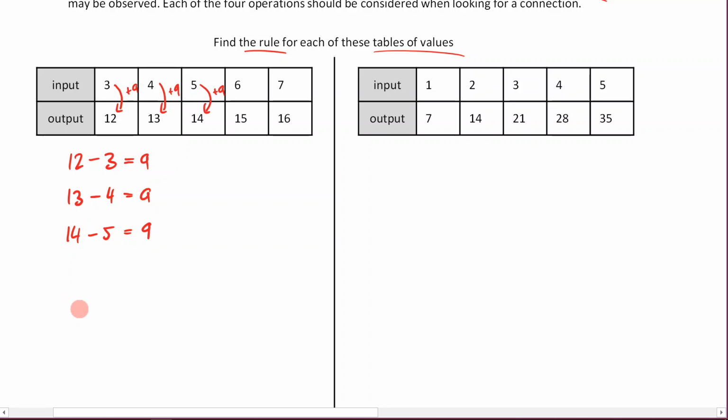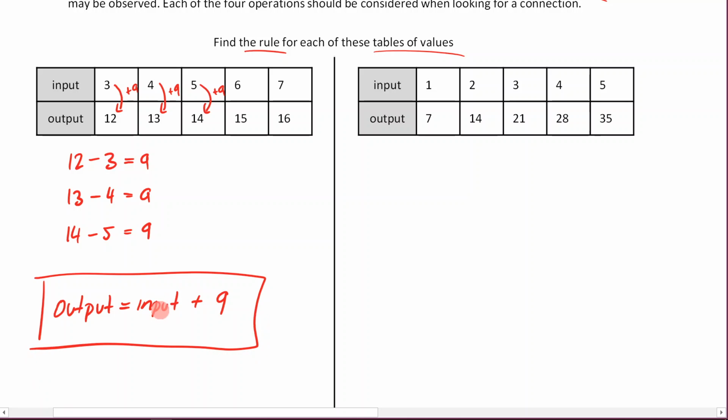So that means my rule would be my output equals my input plus 9. That would be my rule. I'm taking my input, I'm plussing it by 9 to get my output. Let's now come to our next one.